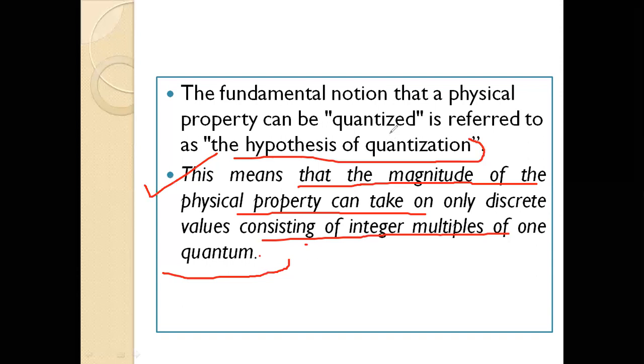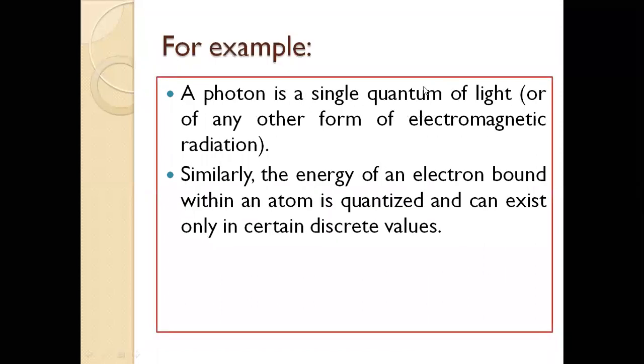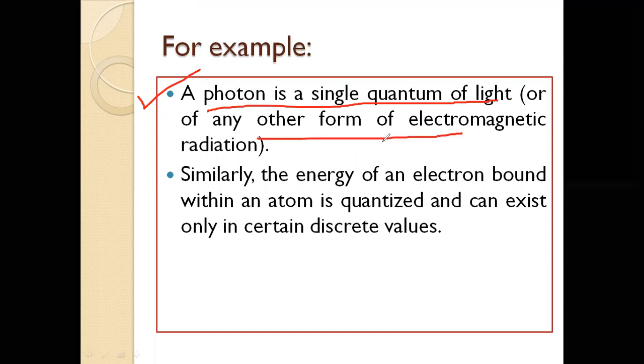Okay. So now, if you cite an example, you know about photon, right? Photon, light, these things you frequently use in your physics class. So this photon is a single quantum of light or any other form of electromagnetic radiation. So photon is an example of a quantum. Similarly, the energy of an electron bound within an atom is quantized and can exist only in certain discrete values. To remember, whenever I am trying to define quantum or quantum computation, I am using this word discretization, so note it.